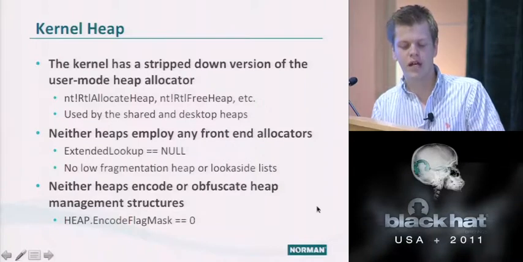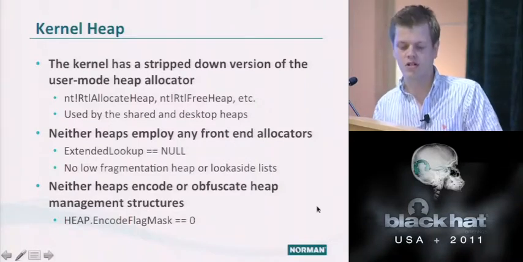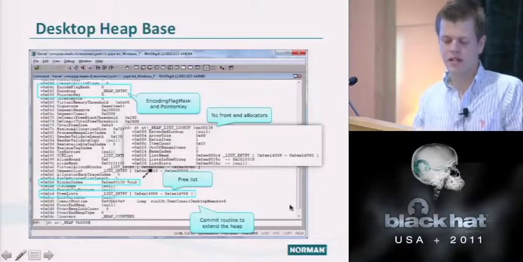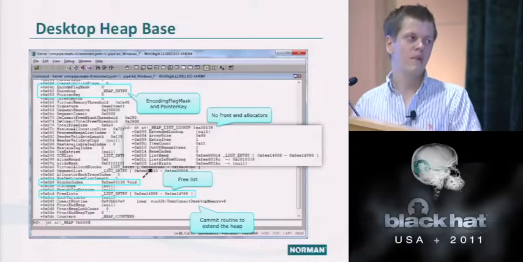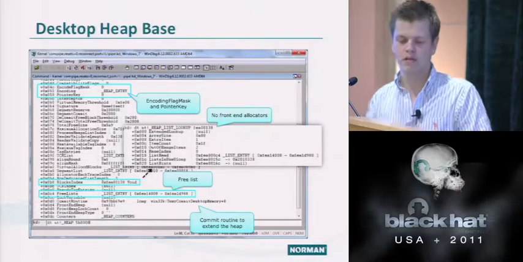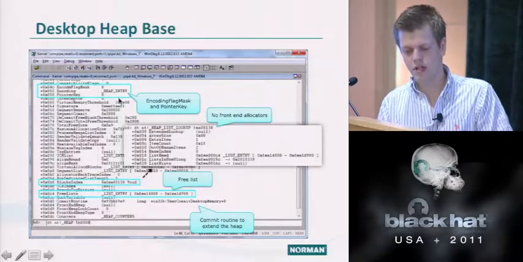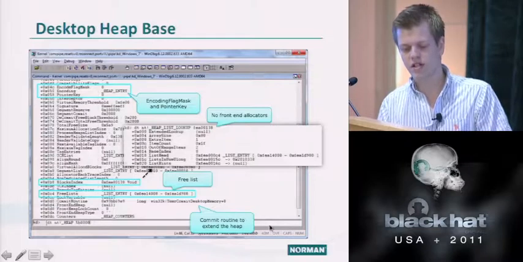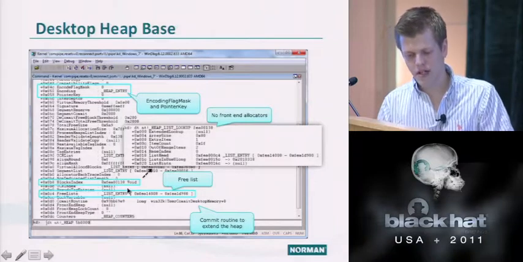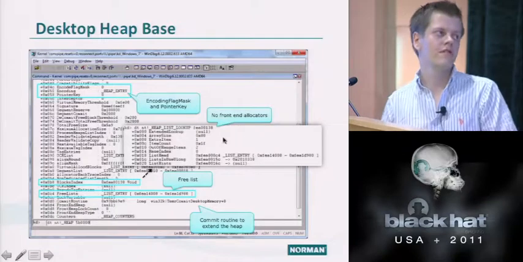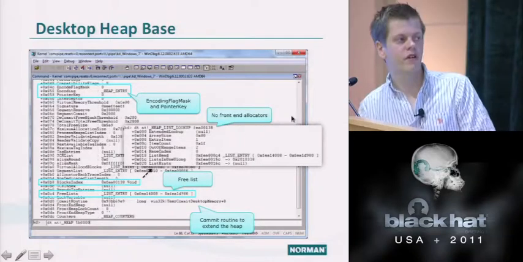Neither heap encodes or obfuscates the management structures, and we see this from the encode mask being null. So we can easily dump the desktop heap. Since it's mapped into user mode, we can dump it from user mode or from the kernel. Here we see all the information. We also have the commit routine, which I'll talk about in the next slide. The blocks index points to the heap list lookup, which holds the extended lookup pointer, which is null, and that is the reason why it does not use any front-end allocators.